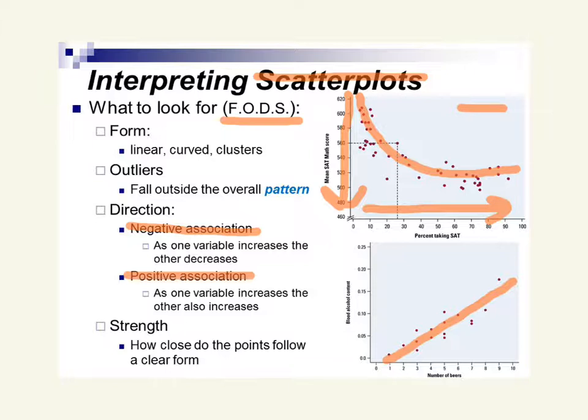The second graph is what we refer to as a positive association. Both variables are going up. Number of beers goes up, that's our explanatory variable. Blood alcohol content on the y-axis, that's our response. This would be an example of positive association.